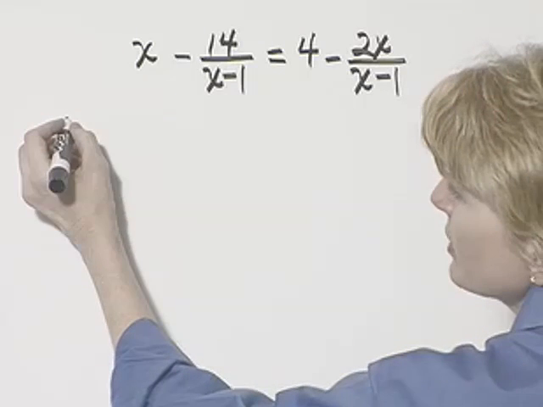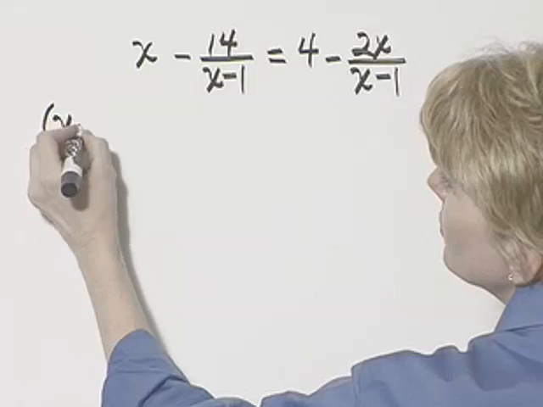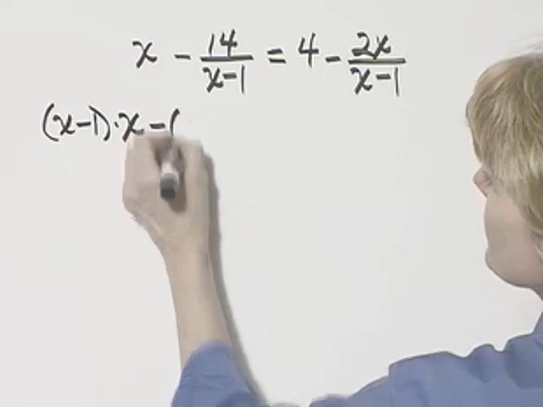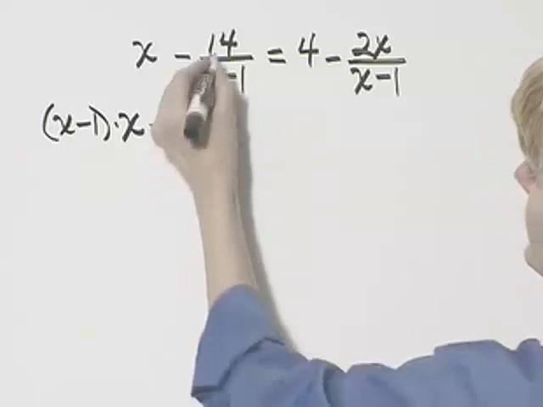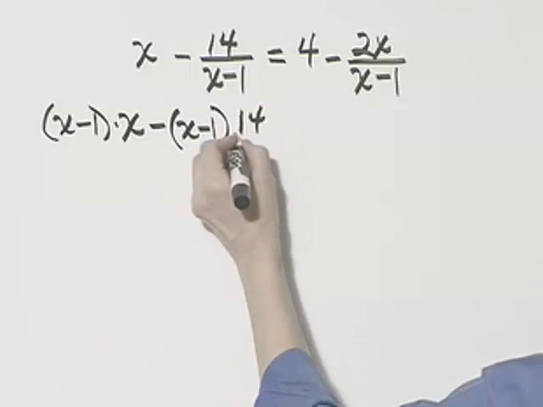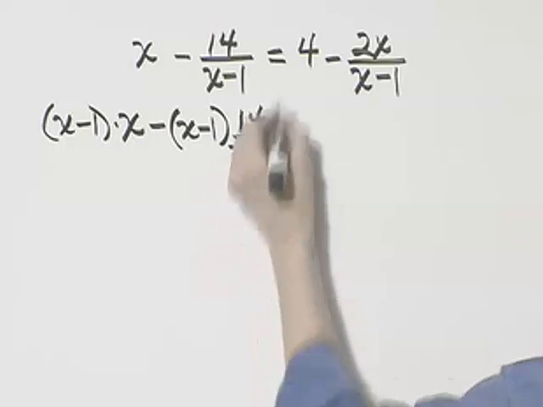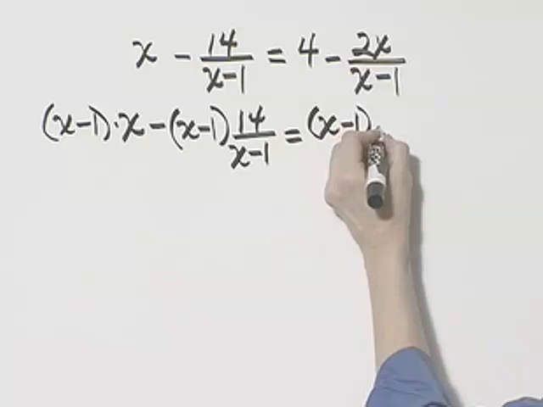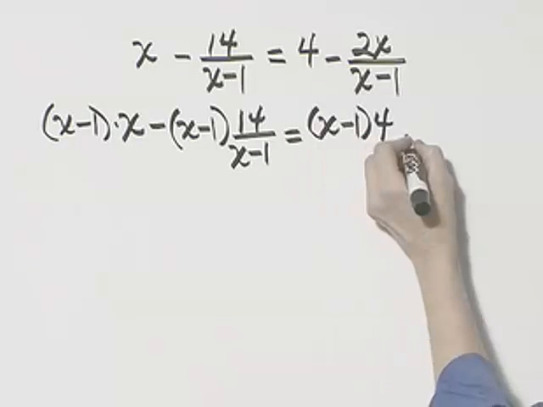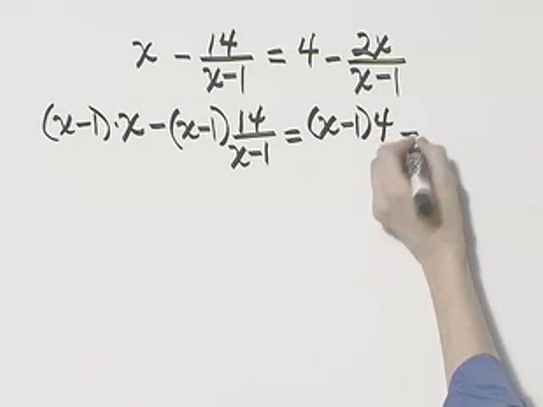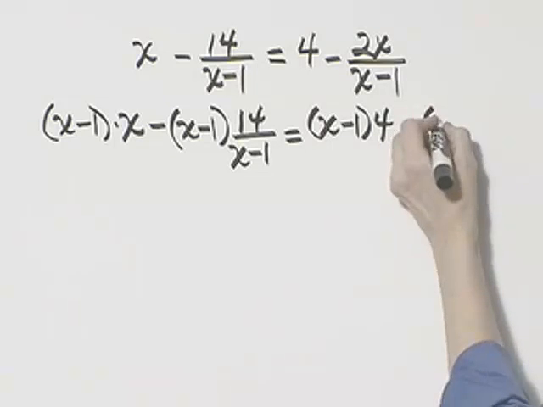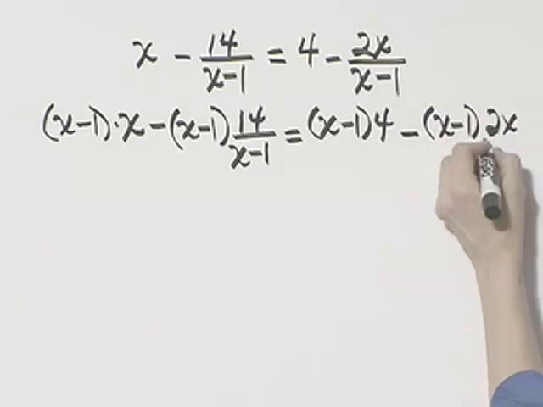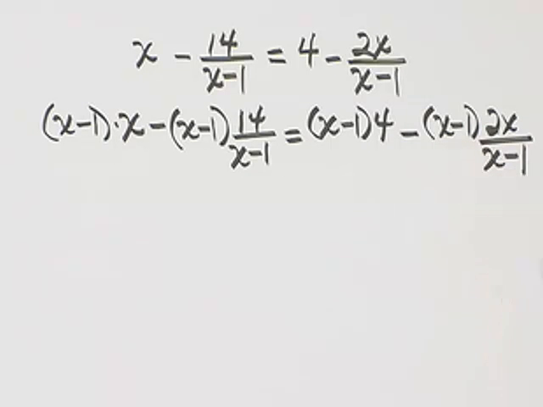So it's x minus 1 times the first term x, and then minus x minus 1 times this term, 14 over x minus 1, is equal to x minus 1 times 4. Every single term is multiplied by x minus 1. So x minus 1 times the last term, 2x over x minus 1.